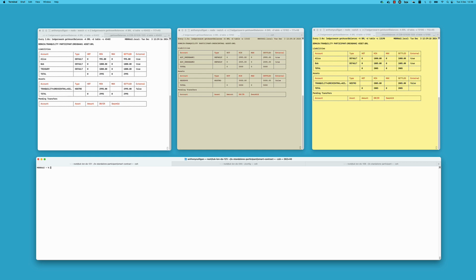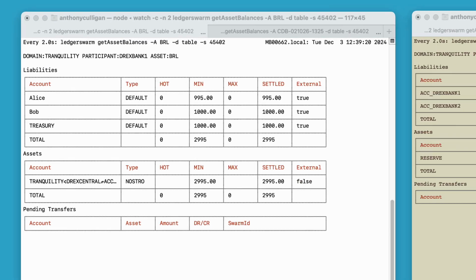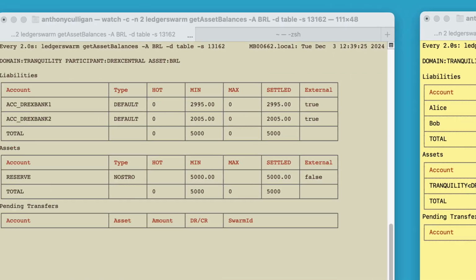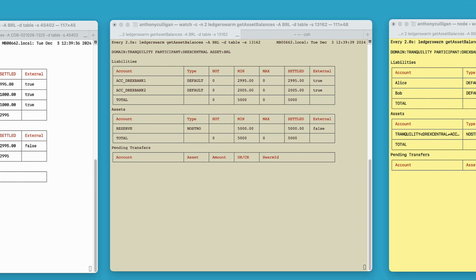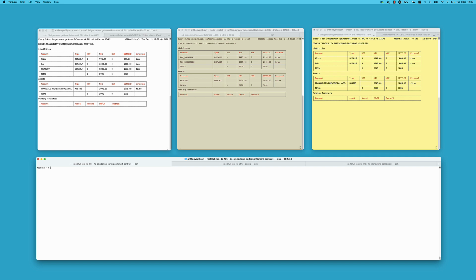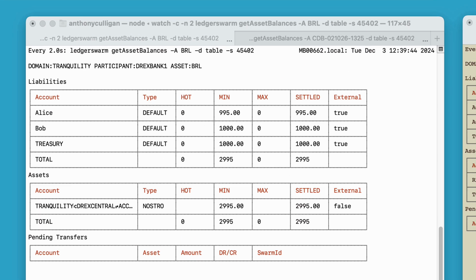First, let's look at the demo environment. We have three participants, DREX Bank 1, DREX Bank 2, and DREX Central. Each of these participants is running a segregated blockchain environment with their own smart contracts deployed to maintain their own token balances. You can see that DREX Bank 1 and DREX Bank 2 both have accounts at DREX Central for Brazilian Real. The balances shown on the screen are a direct reflection of the balances held in the corresponding tokenizado contracts on each BSU blockchain.